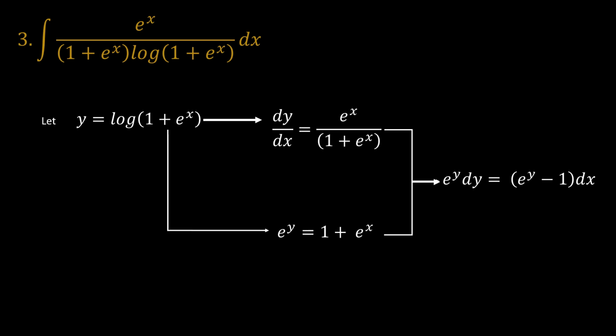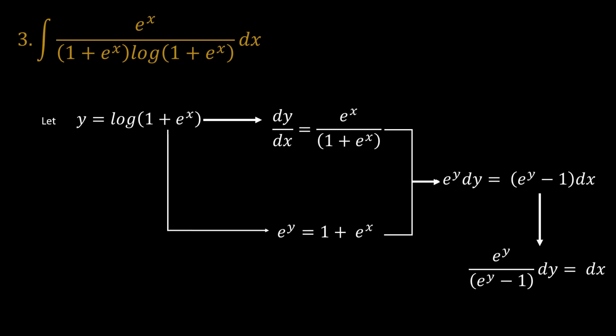So taking this fraction's denominator to the left hand side, e to the power y dy is equal to e to the power y minus 1 dx. And so dividing both sides by e to the power y minus 1, we get e to the power y over e to the power y minus 1 dy is equal to dx.